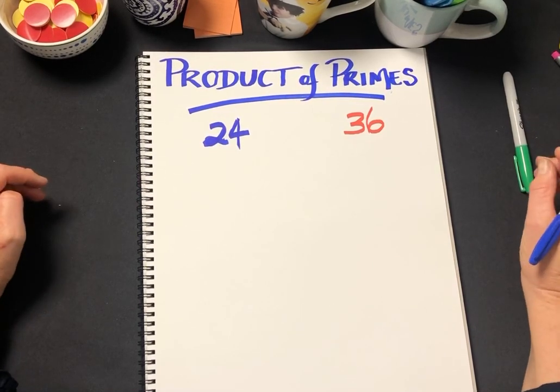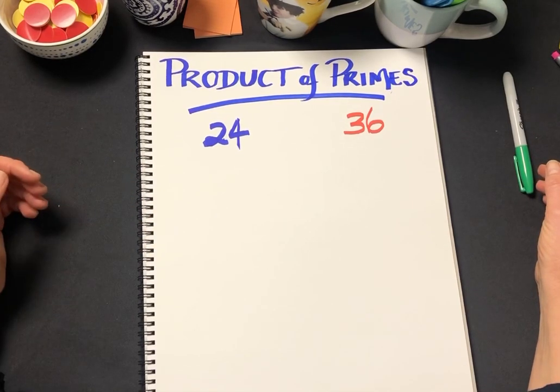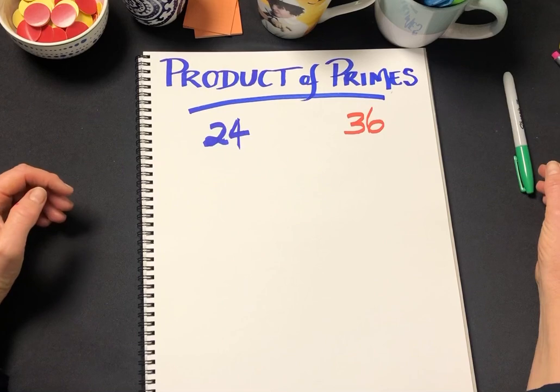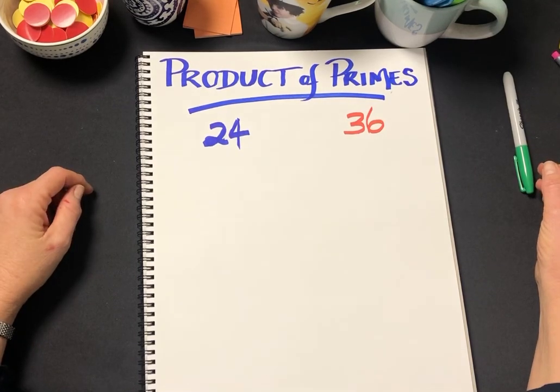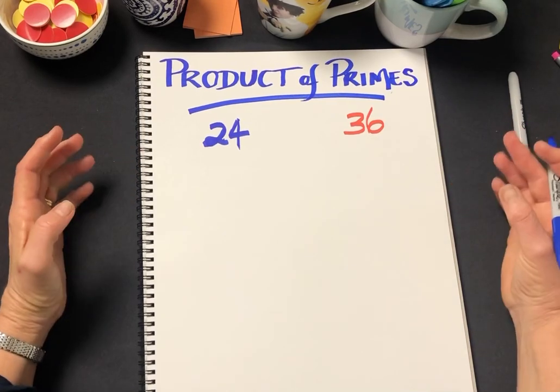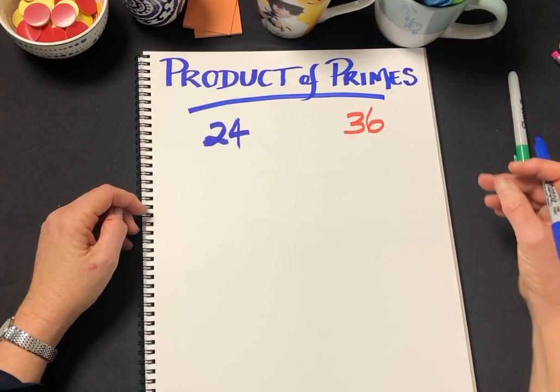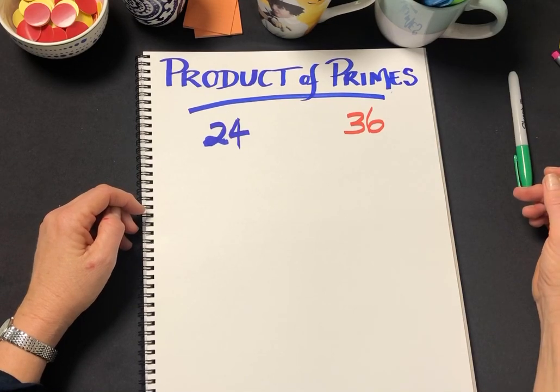Now, I've already done a video on prime numbers and showing whether a number's prime or composite using physical materials and arrays. But today we're going to look at factor trees and representing numbers using a factor tree and then as a product of primes.